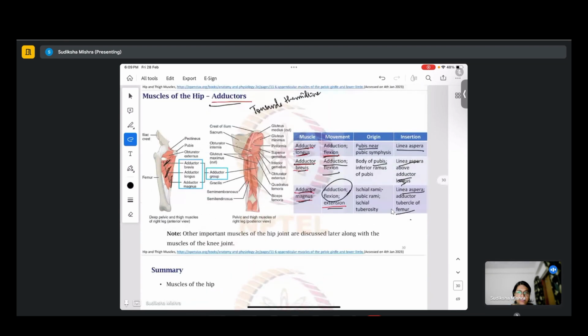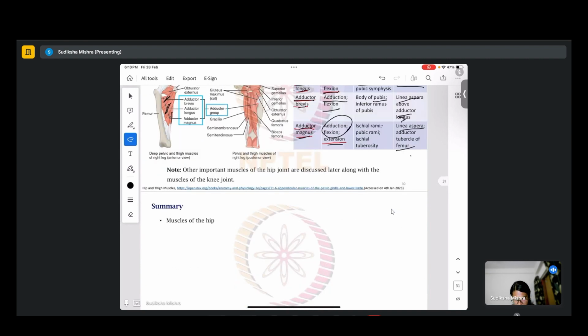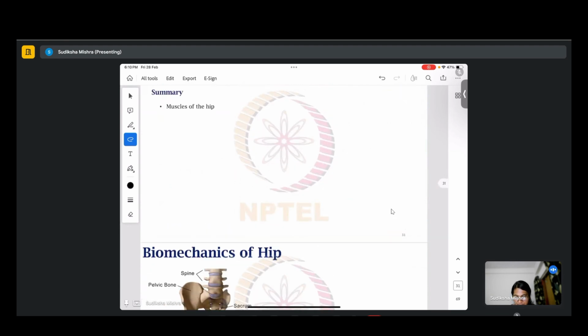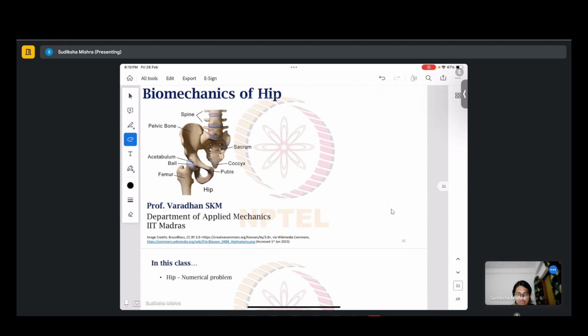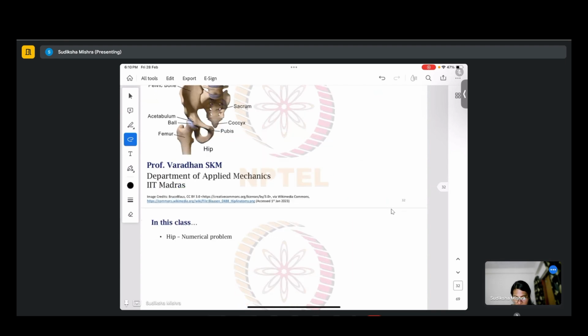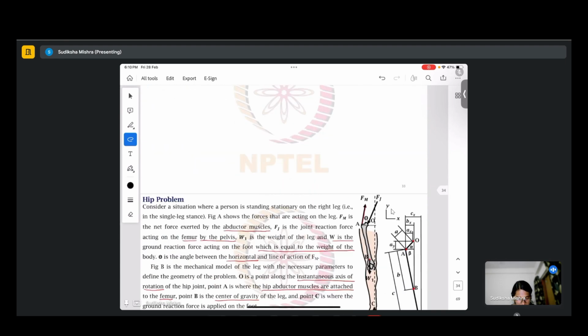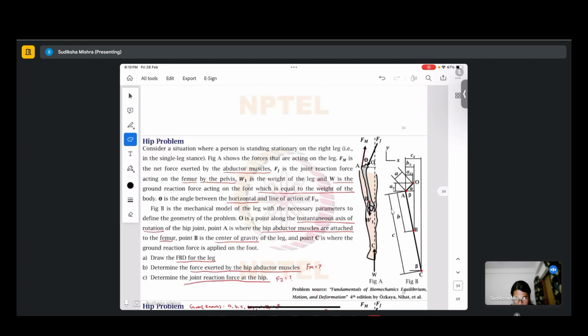Now there are certain muscles which might originate from here, but they insert into the knee joint or somewhere around the knee joint, and they'll be discussed in the subsequent slides. Now that we have discussed the muscles of the hip, coming to a numerical problem considering the hip.